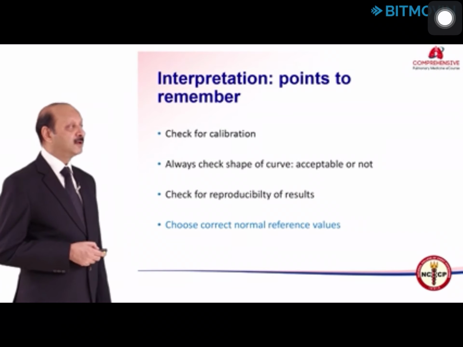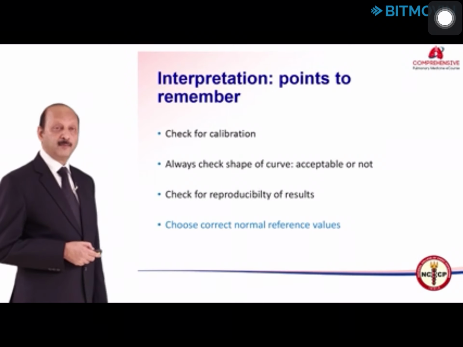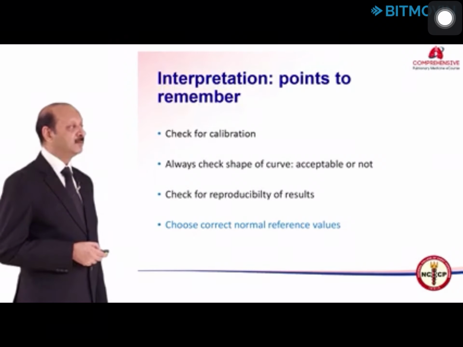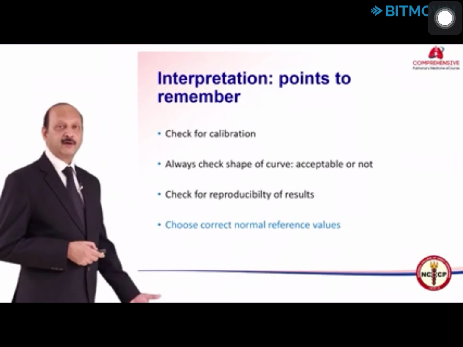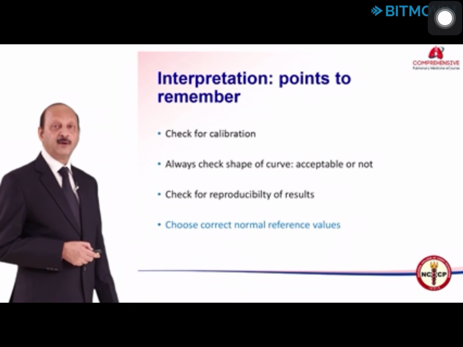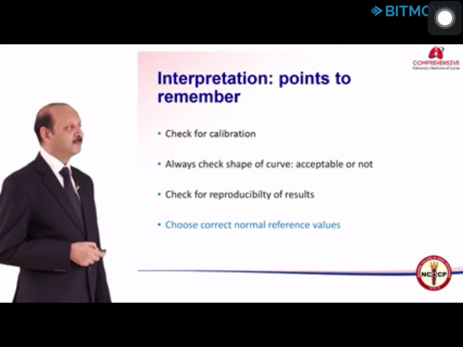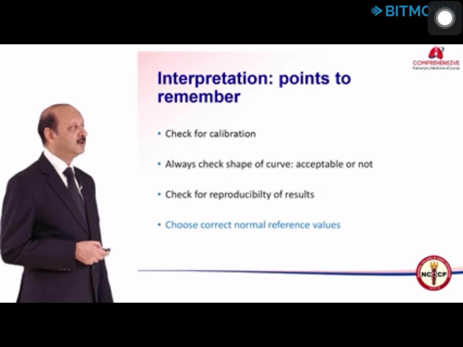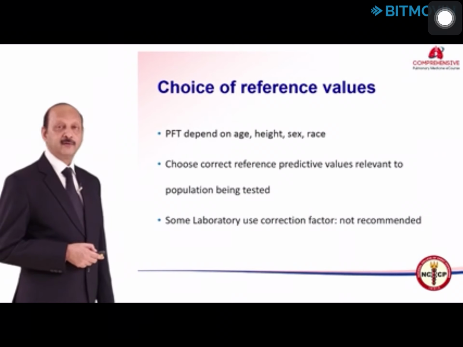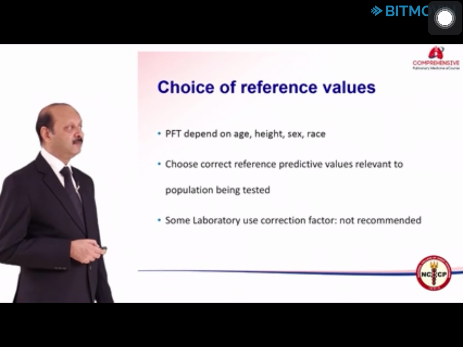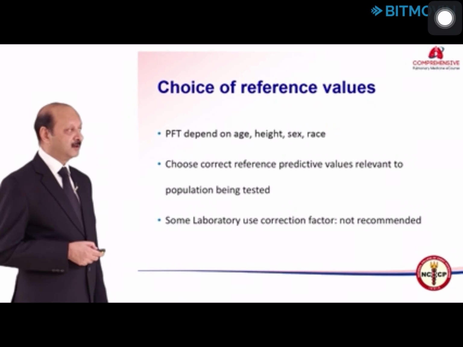Now, the next step, after the calibration has been done, after you have checked that this test is acceptable and you have ensured the reproducibility of the results, is that we must choose the correct normal reference values, because we are comparing the results of the patient with the normal reference values of the particular population to which the patient belongs. We all know the lung functions depend on age, height, sex and race, and we must choose the correct reference values, predicted values, otherwise we will have wrong interpretation.